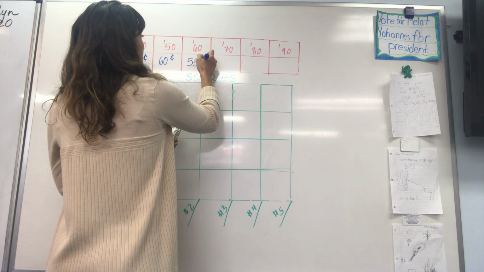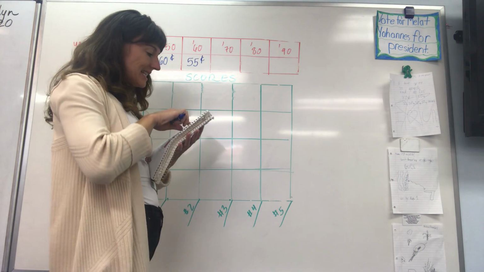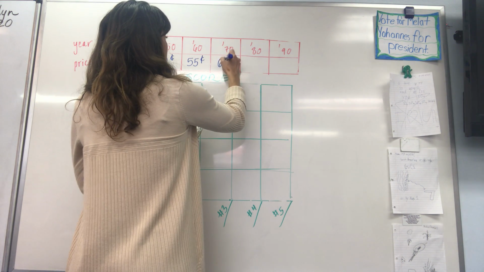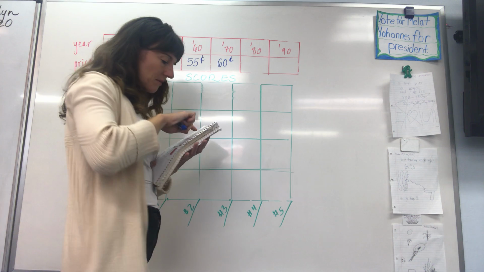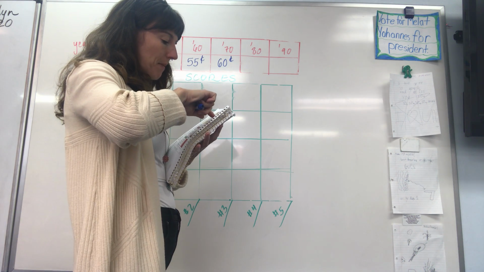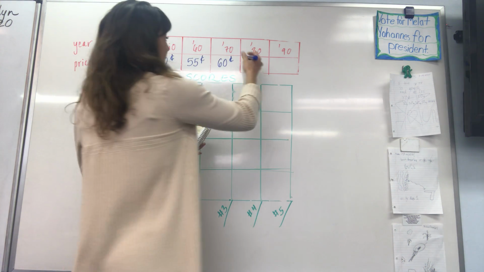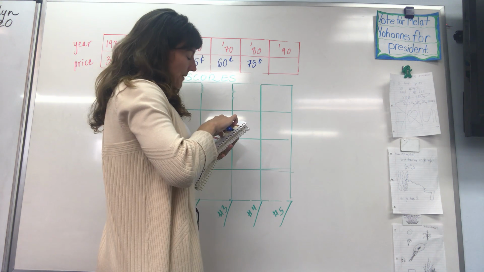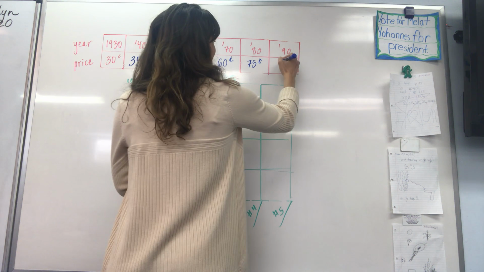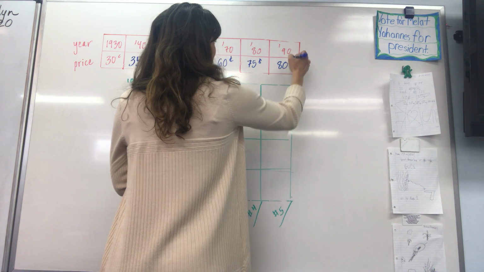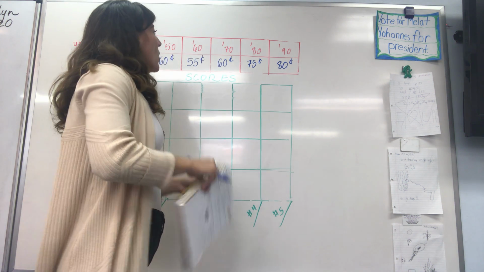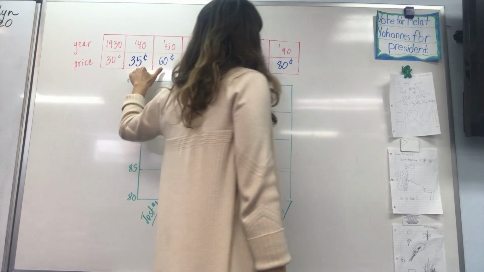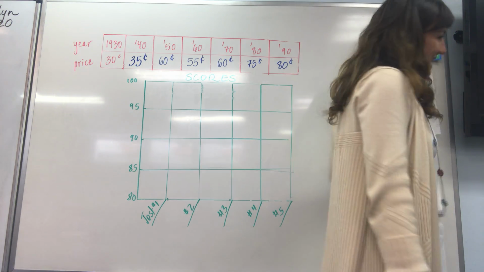Oh, that's nice. And then from 1960 to 1970, it goes up again, back up to 60 cents. And then from 1970, it travels up to 75 cents. And then up again in 1990 to 80 cents. That's interesting. It only goes 45 cents from 1940 to 1990.